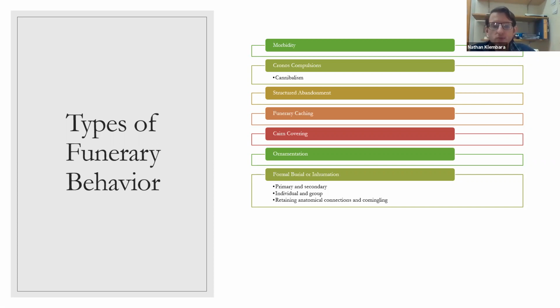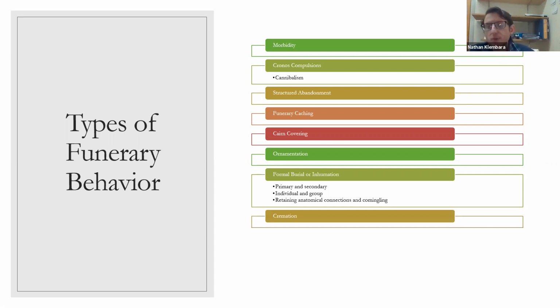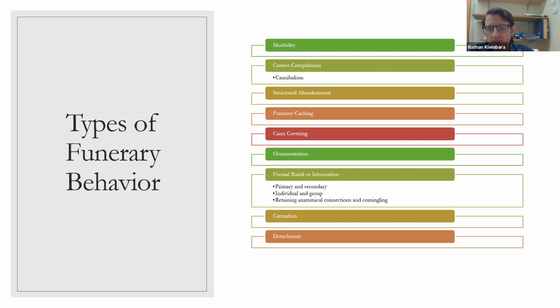And sometimes burials can retain their anatomical connections. So, it's like when you have that perfect skeleton, or you can do things like commingling, which is where you throw a bunch of skeletal elements together. You don't really care what's mixing or what's there or what's not. You just throw it all together into one place. Right. And then we have cremation, which is ritual burning of the body to dispose of it and turn it into ash.